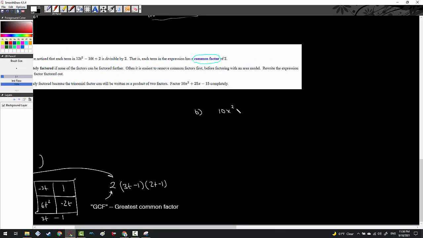We have 10x squared plus 25x minus 15. We're going to factor that thing completely. So again, what do they all have in common? They all have a 5 in common. I'll pull that 5 out of there.